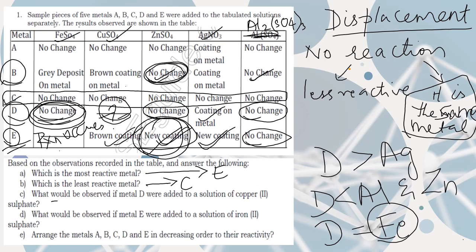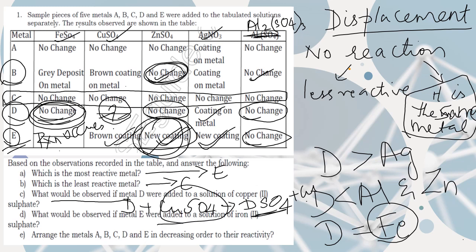And the question says what would be observed? So you need to write what visible changes you see. So when metal D is added to copper sulfate, the blue color of copper sulfate changes to green. It becomes DSO4 and reddish brown metal gets deposited. Okay, so the blue color changes to green and reddish brown metal gets deposited. Next question.